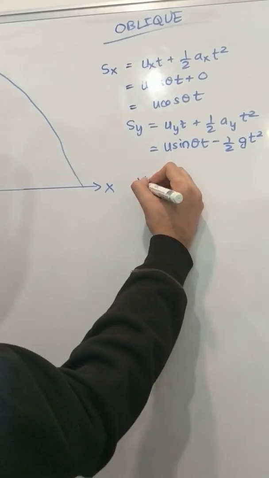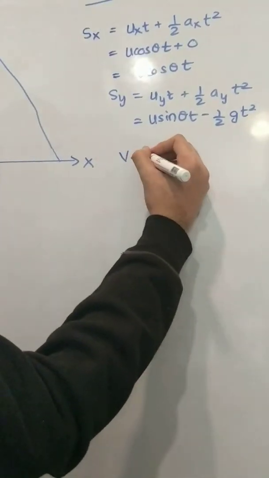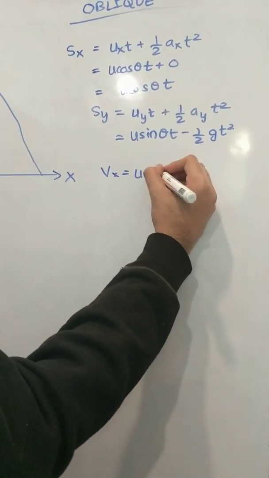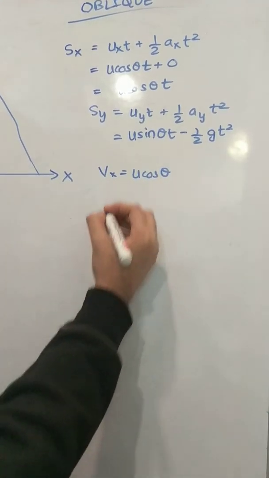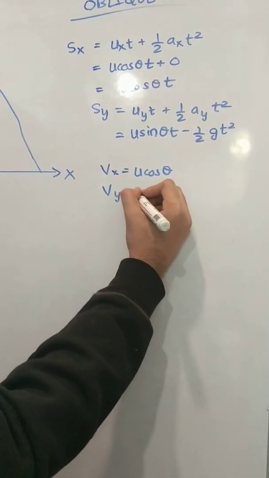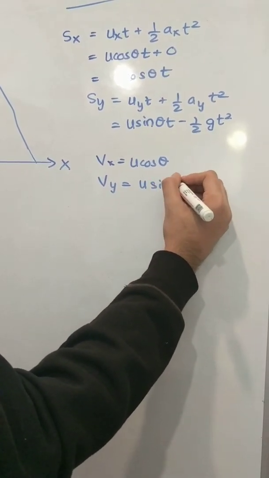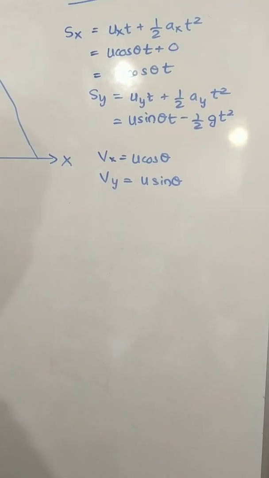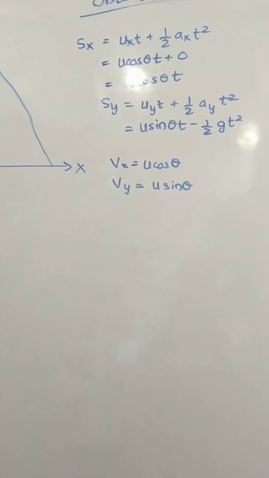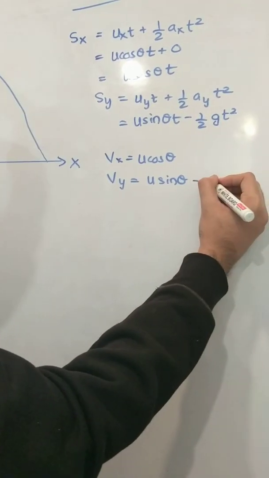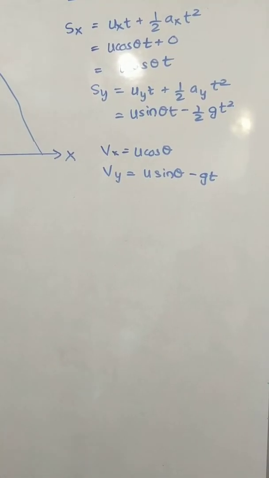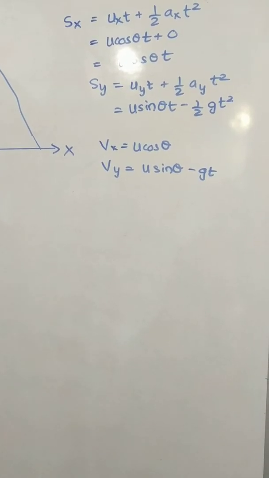Now let me just state the given. Velocity in x is u cos theta. Velocity in y is u sin theta minus gt, because the equation was v equals u plus at.